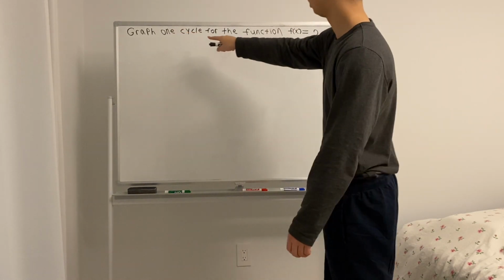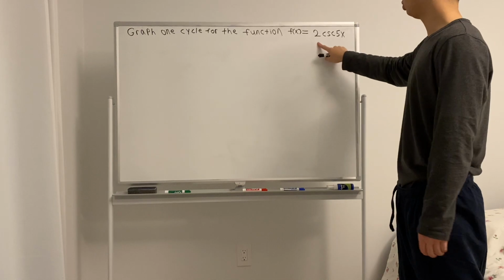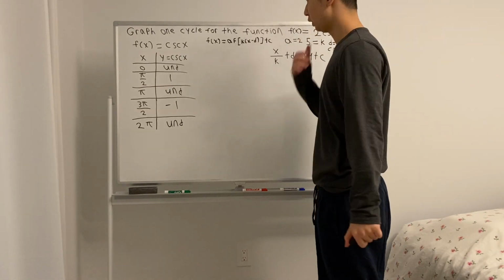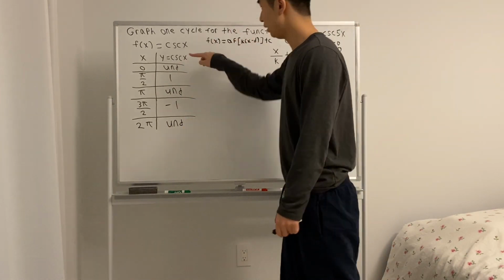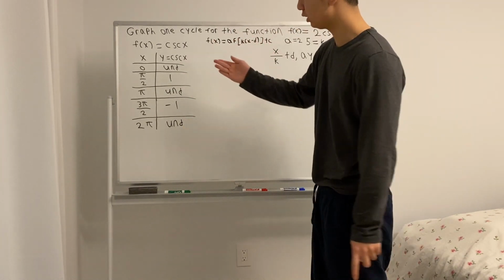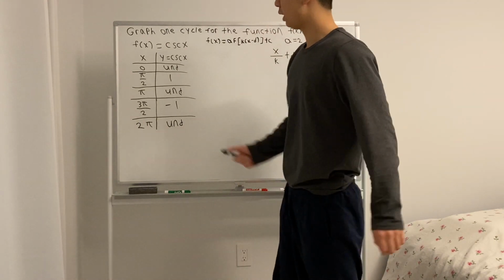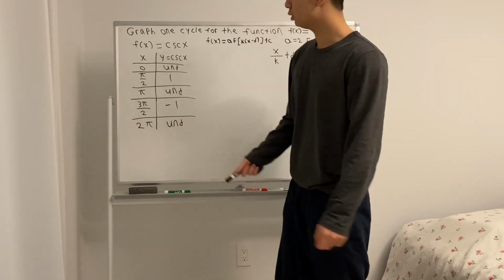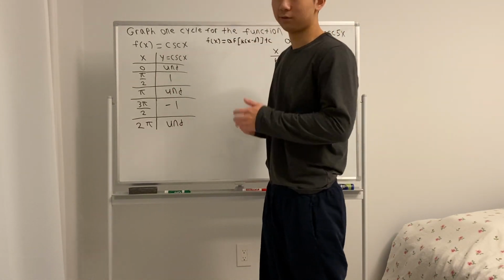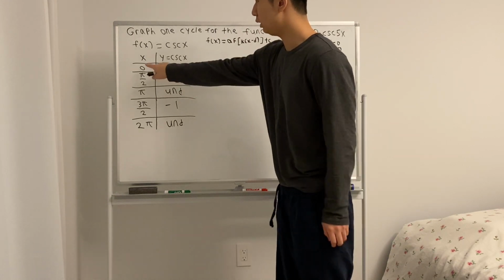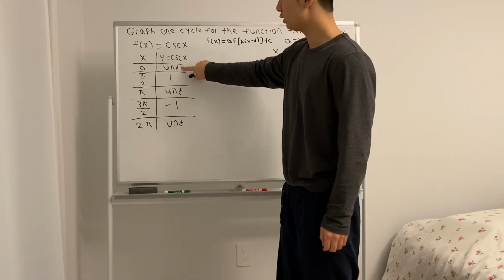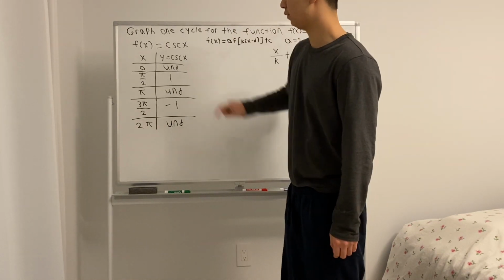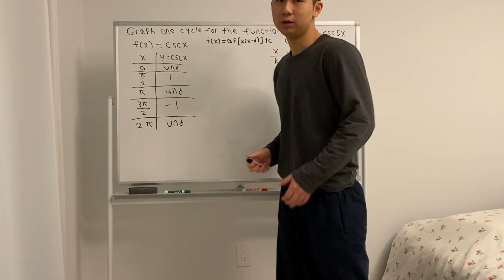So graph one cycle for the function f of x is equal to 2 cosecant 5x. Okay, so basically what I did was I created a table of values for the parent function, which is y equals cosecant x. I plugged in the key points for the x values in radians, because this unit we're working in radians. And then I just entered these points into the calculator. This stands for undefined. So basically there is a vertical asymptote at an undefined point. And now what I'm going to do is I'm going to use transformation.